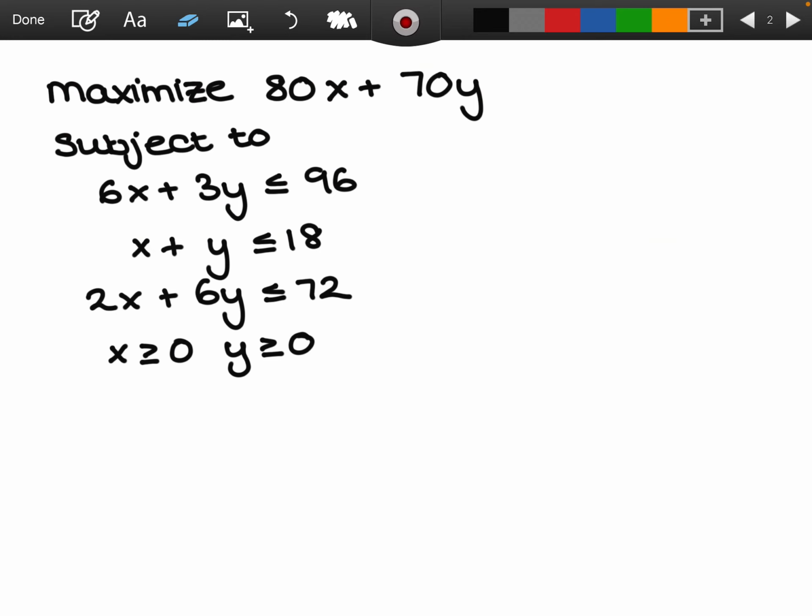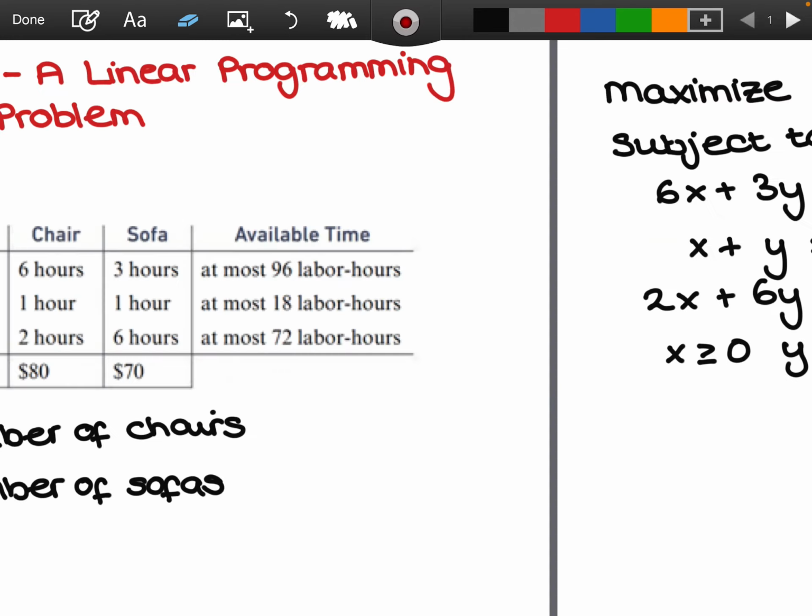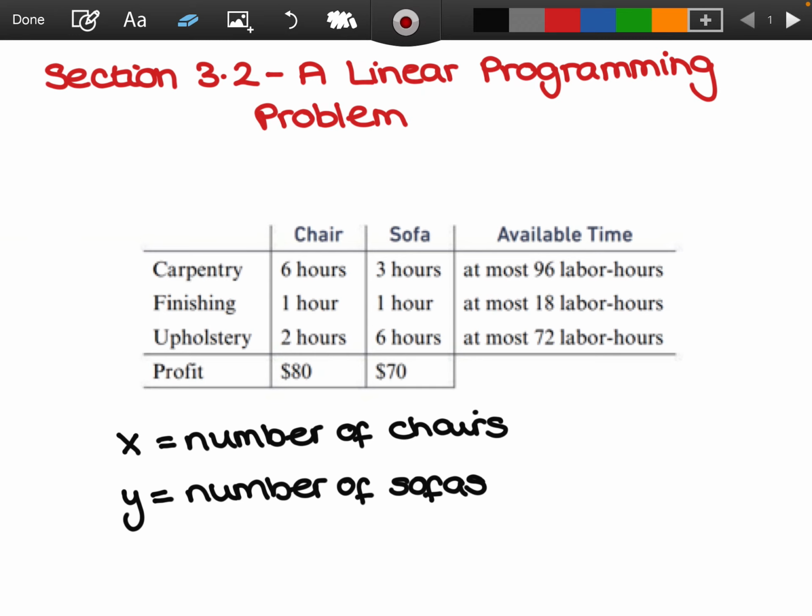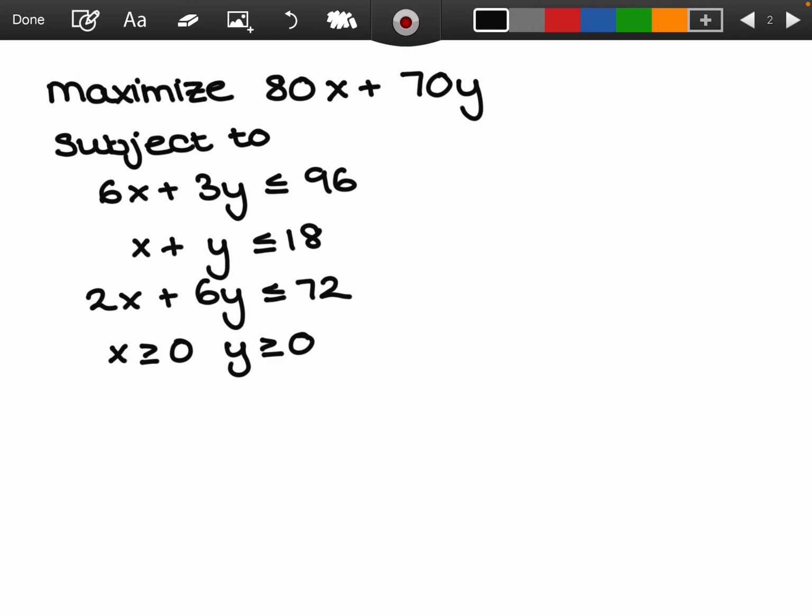So let's write this problem out mathematically. Going back to our profit, we know that we make $80 for each chair and $70 for each sofa. If x is the number of chairs and y is the number of sofas, then the total profit is 80 times the number of chairs plus 70 times the number of sofas, and we're trying to maximize that. So we're trying to maximize 80x plus 70y.